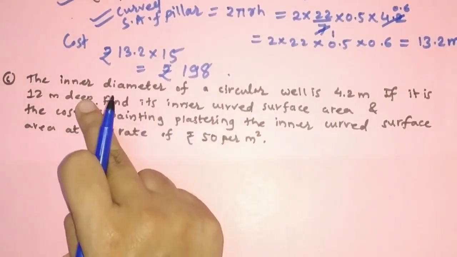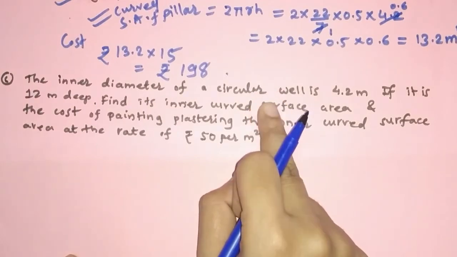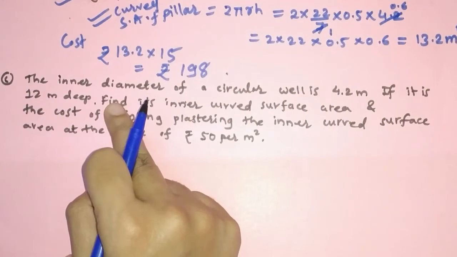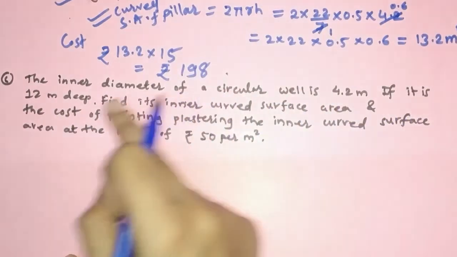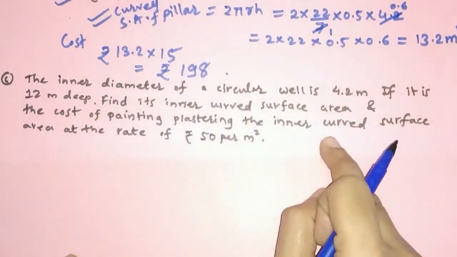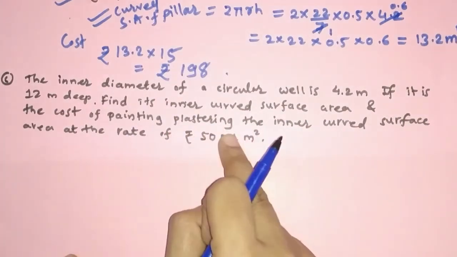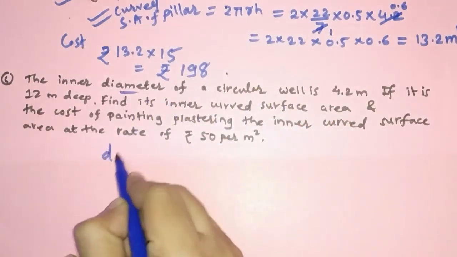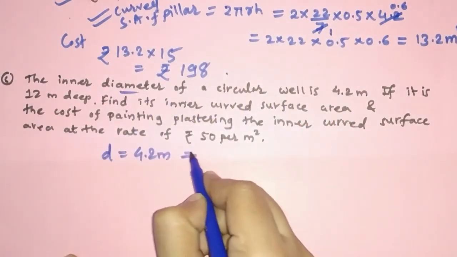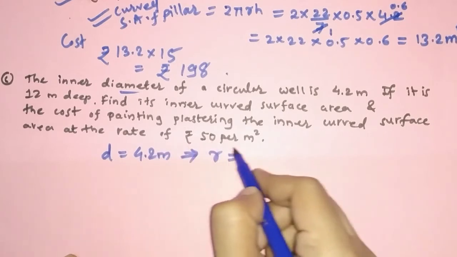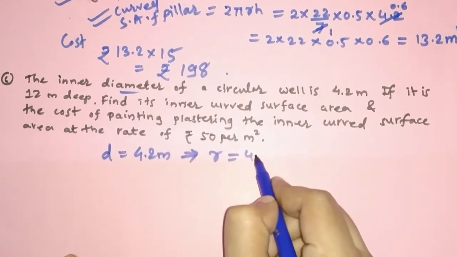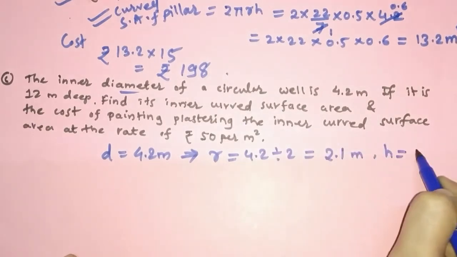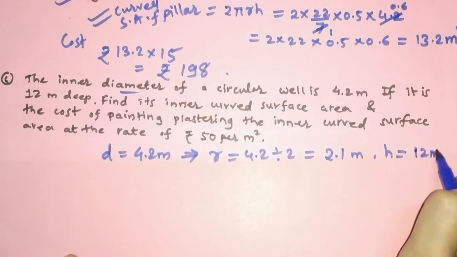The next question is, the inner diameter of a circular well is 4.2 meter, and if it is 12 meter deep, find its inner curved surface area and the cost of plastering the inner curved surface area at the rate of 50 per meter square. So first of all, write down the given data. Here diameter is given as 4.2 meter. We want the radius, which is half, so 4.2 divided by 2. So we'll get 2.1 meter. Height is given as 12 meter.